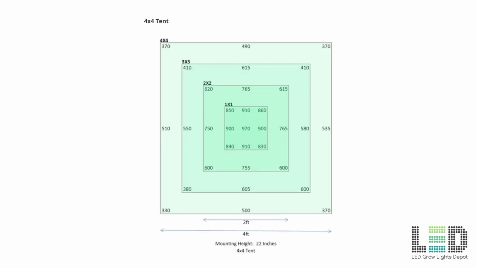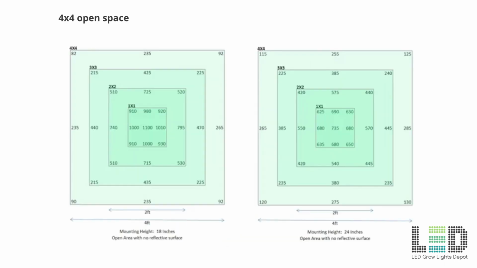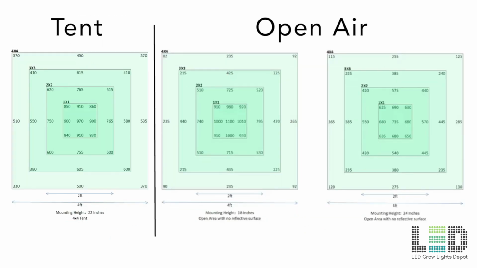HLG took readings of the HLG 550 V2 Eco in a 4x4 tent at 22 inches and in open space at 18 inches and 24 inches. You can see those readings here. Note the higher average PAR readings in a tent versus the readings in open air.